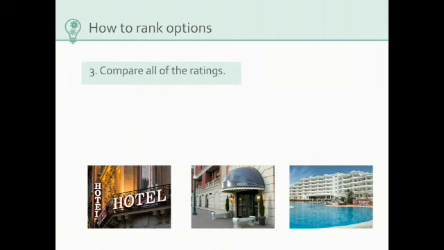Finally, once you've considered your options, you can compare all of the ratings. You can put the hotels in the order of their totals. The one that has the highest total is where you should make your reservation.